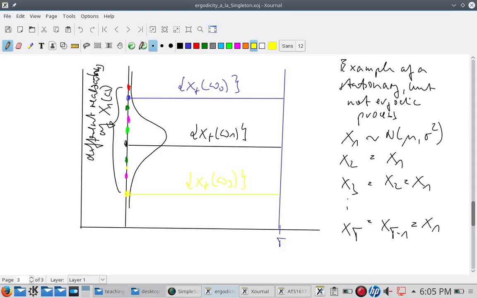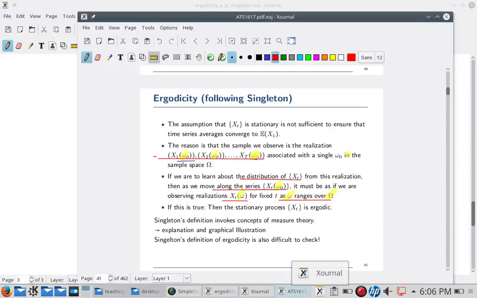And hopefully after going through these illustrations, you will be able to grasp the idea in this quote by Singleton, which is concerned with ergodicity. If we are to learn about the distribution of xt from one realization, then as we move along the series xt at a given omega, it must be the same as if we were observing realizations of xt of omega for fixed t, but letting small omega range over big Omega. And that's the story behind this slide.